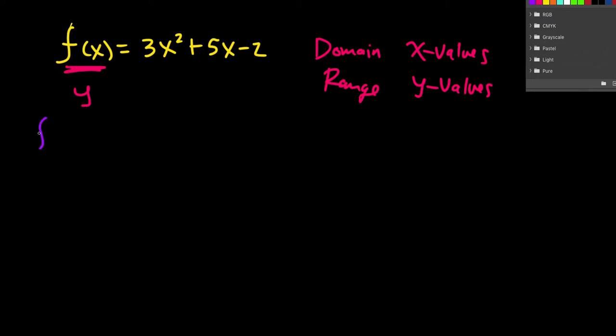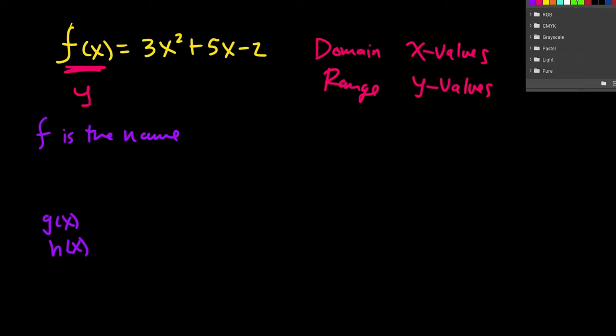So we know that f is the name. And just like if we had g of x or h of x, g is the name of this function, h is the name of this function. Now notice that they all have an of x. That tells us what y is dependent on.